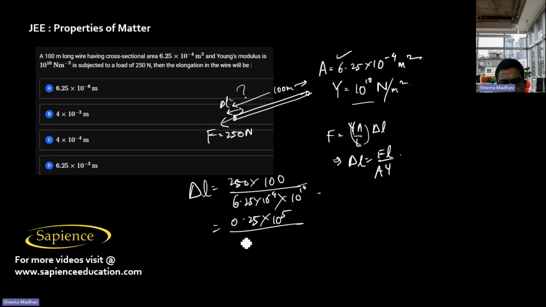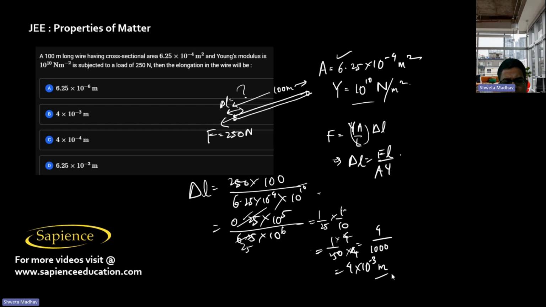So this is 10 to the power 5 divided by 6.25 into 10 to the power 10 minus 4, that is 6. So 25 is just 625. So this will be equal to 1 by 25 into 1 by 10. So it is 1 by 250. Which means I can multiply by 4 in numerator and denominator. So that will be 4 by 1000, which is 4 into 10 to the power minus 3 meter. So 4 into 10 to the power minus 3 meter is the elongation of the wire. So option B is the correct answer.